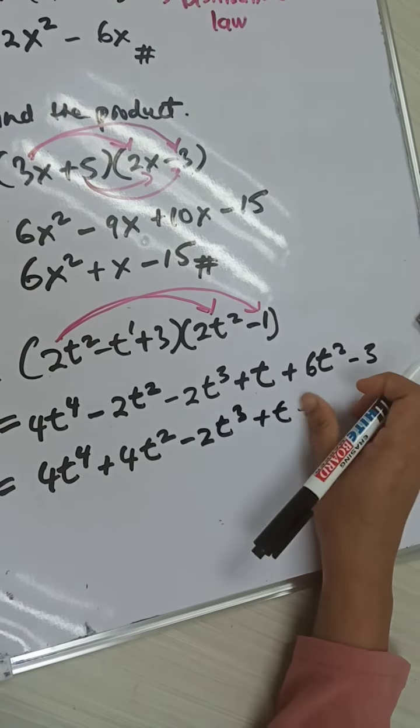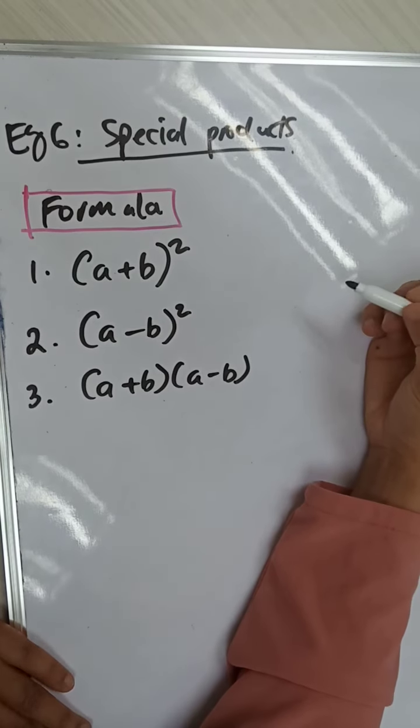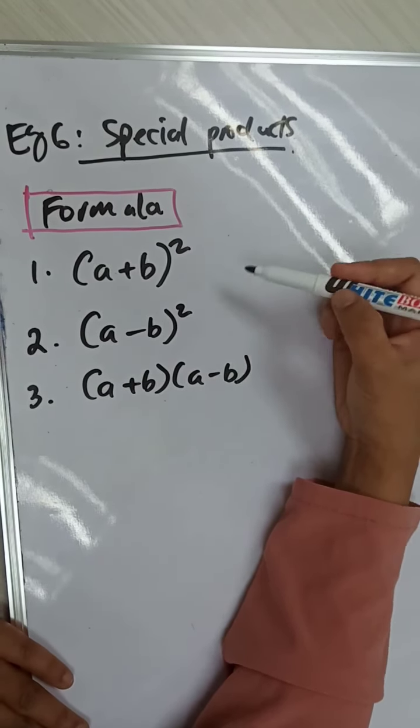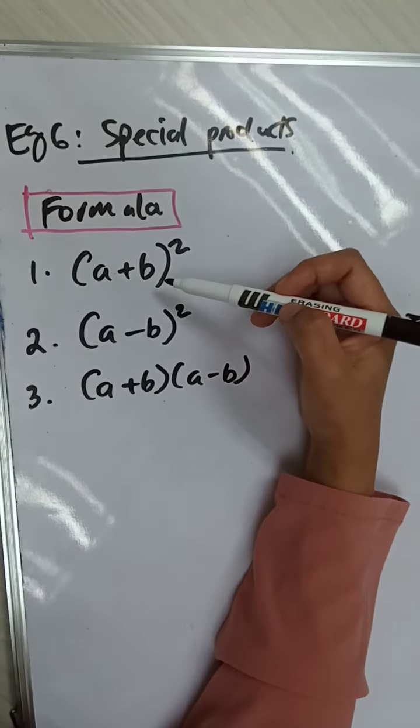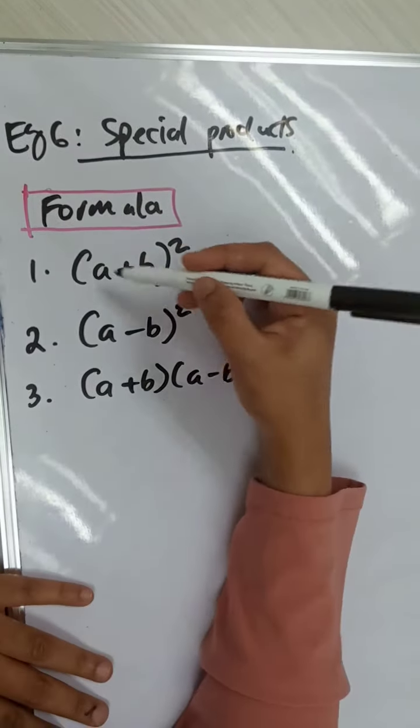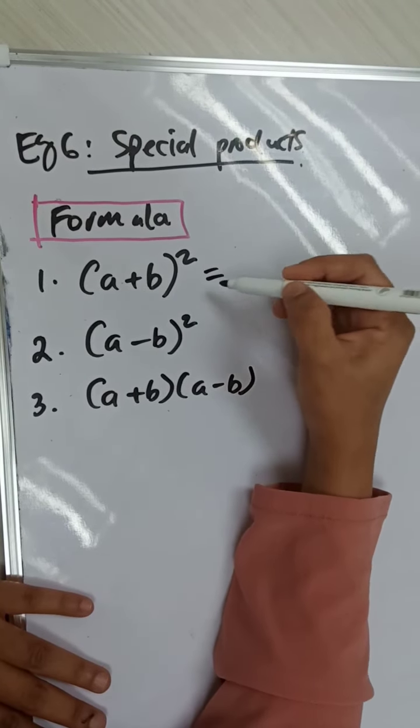For the example 6, we have special products. Actually this is in your book. You can refer some properties in your book, but for me I call this one as special products. We have several formula for this, where we have a plus b square. How can we expand this one? There's one formula. How to expand it?